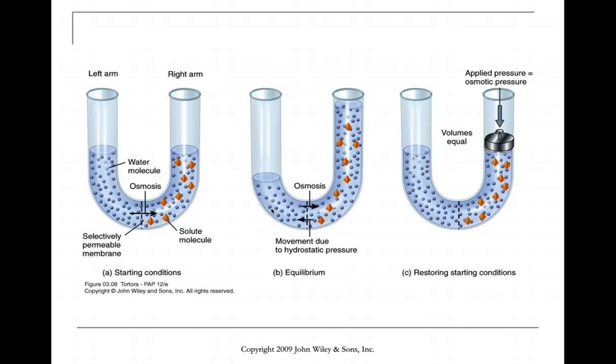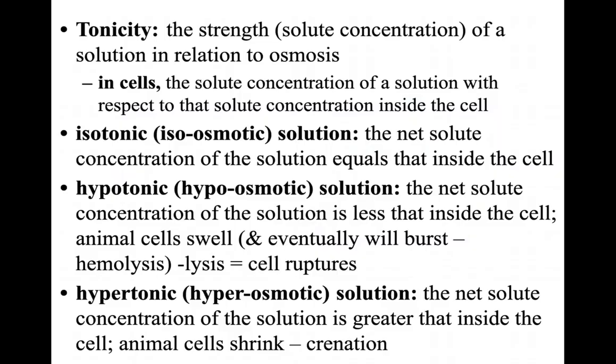So when it reaches equilibrium, now this side is dilute. When it's doing this and you don't allow it to move, because there's something on here blocking it, we've created osmotic pressure. Tonicity is the strength or solute concentration of a solution in relation to osmosis. So in a cell, it's the solute concentration of a solution with respect to the solute concentration inside the cell.